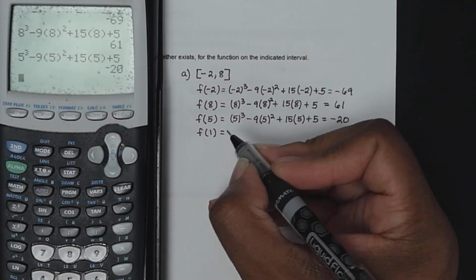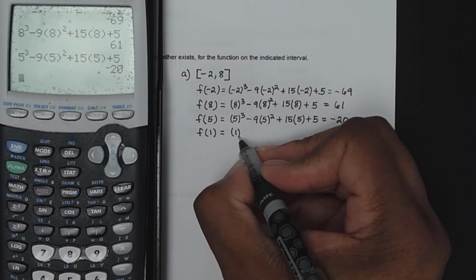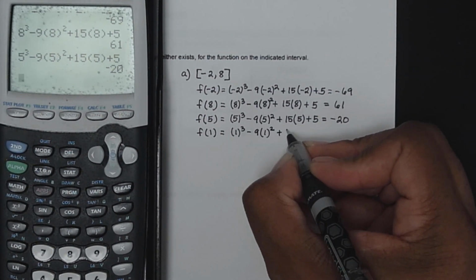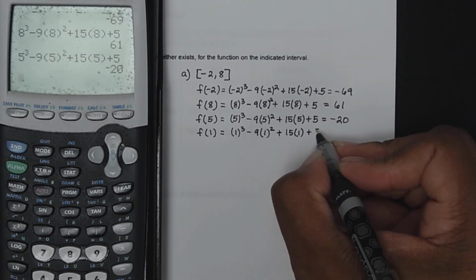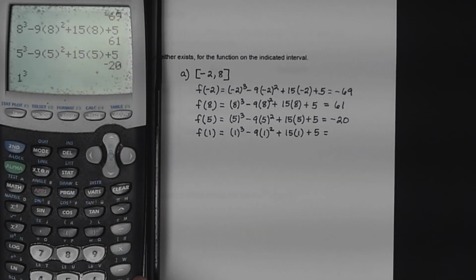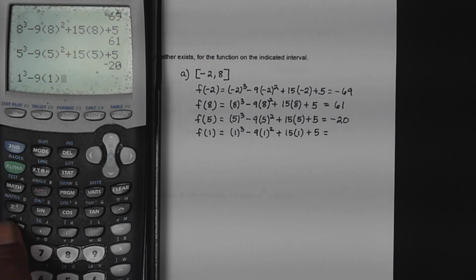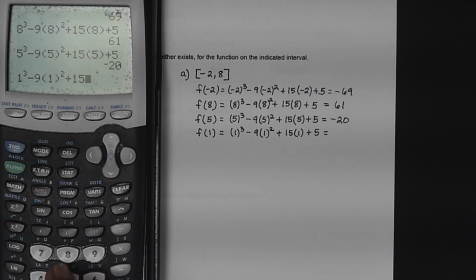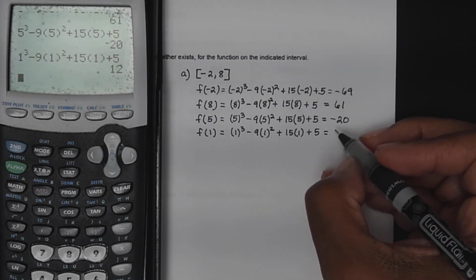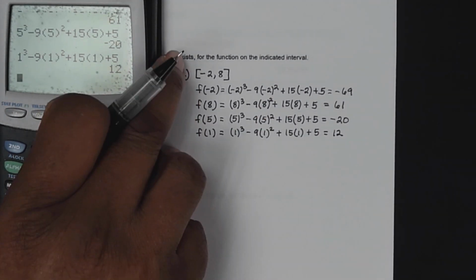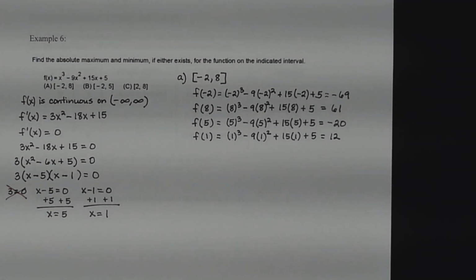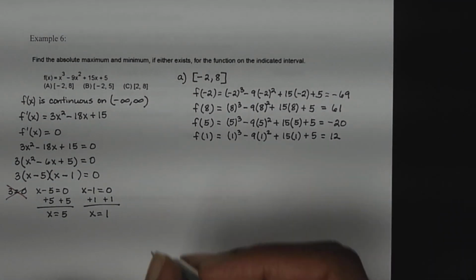And then for f of 1, that's just going to be 1 cubed minus 9 times 1, and that's squared, plus 15 times 1, plus 5. So here I'm going to have a 1, and then that's cubed minus 9 times 1, that's squared, plus 15 times 1, plus 5. I end up getting 12. So from here, I can identify the absolute maximum and the absolute minimum.